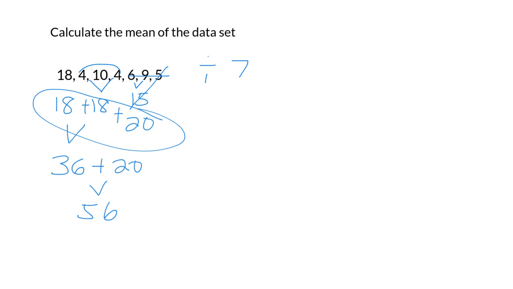Now I'm going to take my sum and divide by how many numbers are in my set. I know that 56 divided by 7 is equal to 8. So the mean of this data set, the average of this data set, is 8.